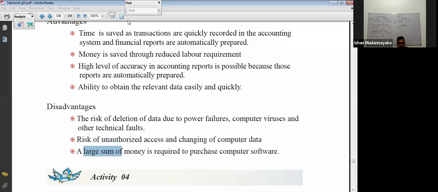Next point: a large sum of money is required to purchase computer software. It requires a large sum of money to purchase a computer system. Now that is the end of chapter 10.